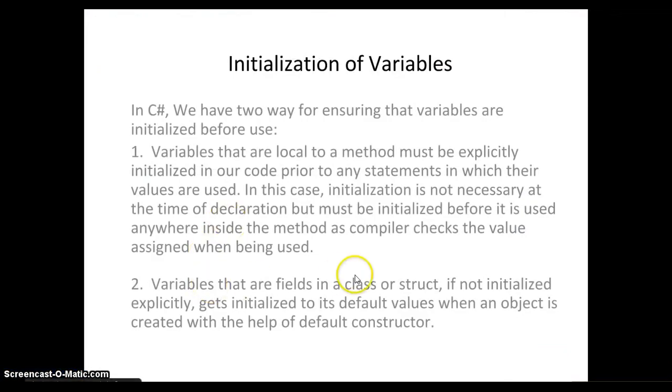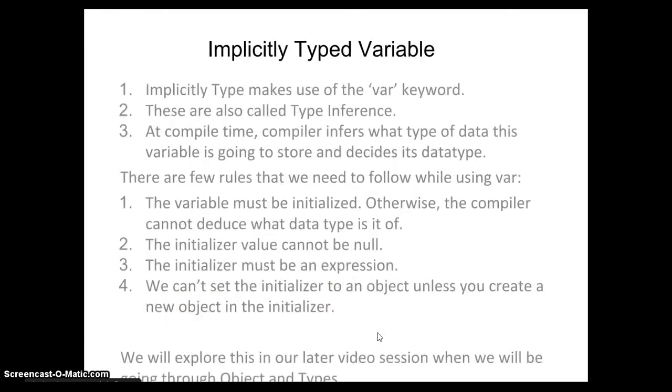So variables that are fields in a class or struct, if not initialized explicitly, get initialized to their default values when an object is created with the help of a default constructor.